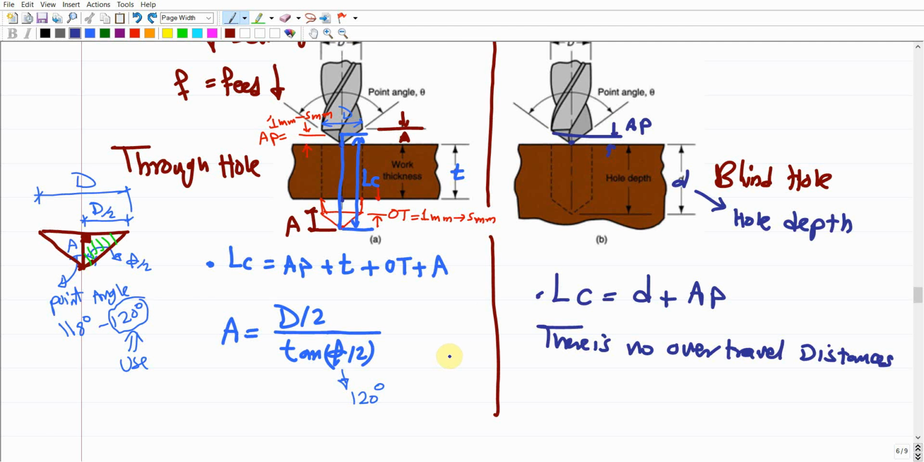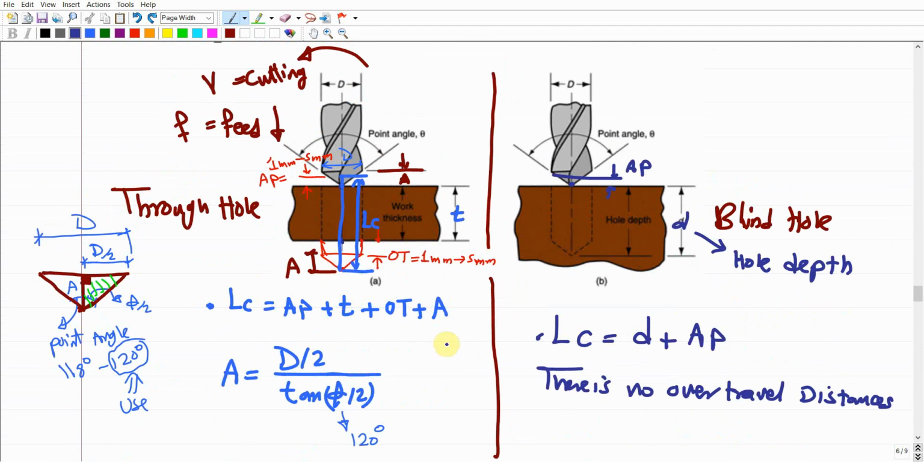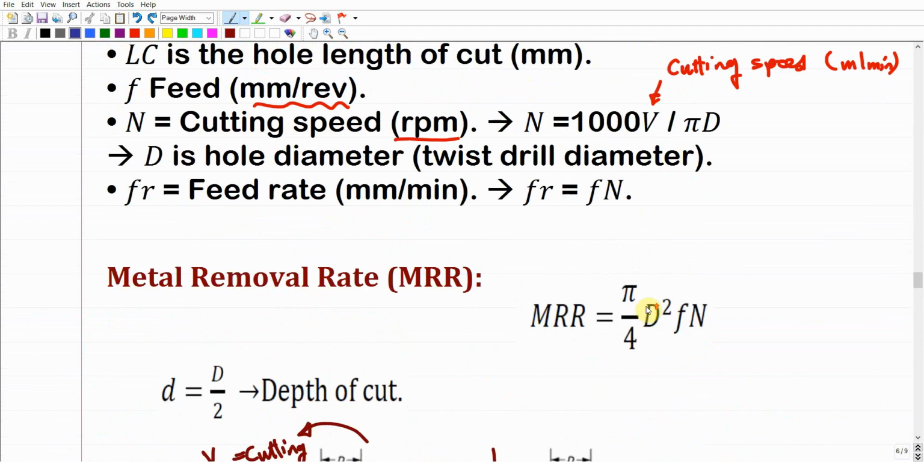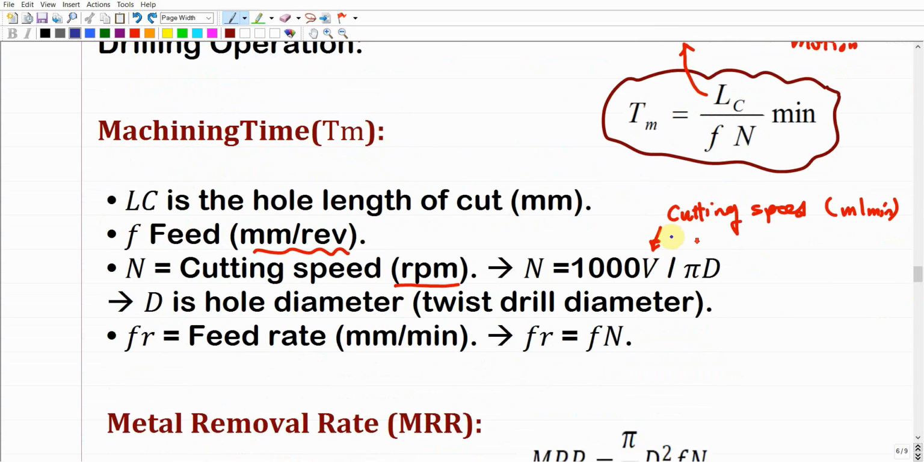Make sense? So something that you should understand here is that you should distinguish whether you're dealing with a through hole or a blind hole in the given problem. Make sense? So this is how we can calculate the machining time. Nothing new, except that you should know how to calculate the LC for either a through hole or a blind hole.